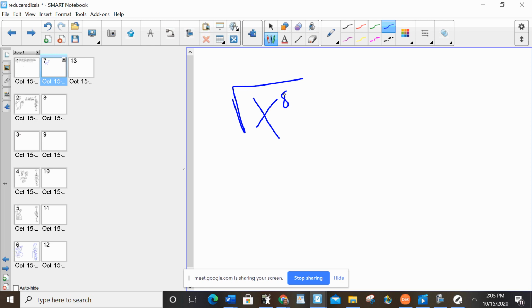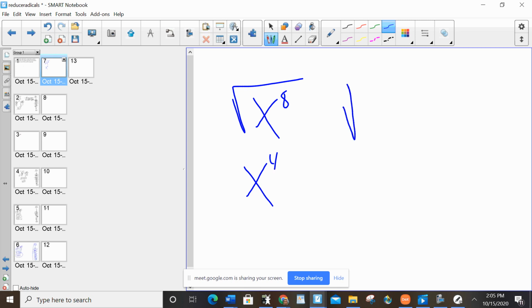And we already talked about this earlier this year. To take the square root, we divide the power by 2. So the square root of x to the 8th is just x to the 4th. If it's an even power, we just take the square root of it. It is a perfect square. And to take the square root, we divide the power by 2.